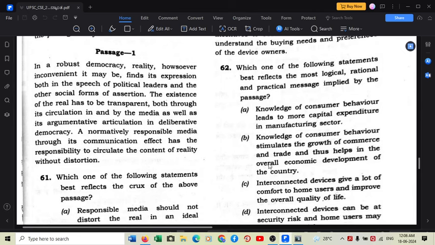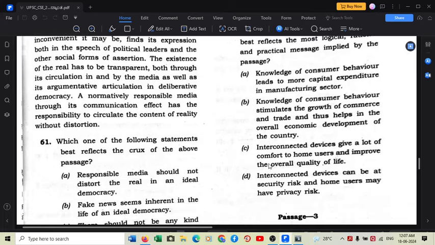articulation in deliberative democracy. So deliberative democracy is a democracy which focuses on positive outcomes. It focuses more on the quality of the people and less on the complexities of administration. It focuses on more positive and developmental achievements by the society. A normatively responsible media, through its communication effect, has the responsibility to circulate the content of reality without distortion. So definitely a responsible media will circulate the real news. It will not distort reality.